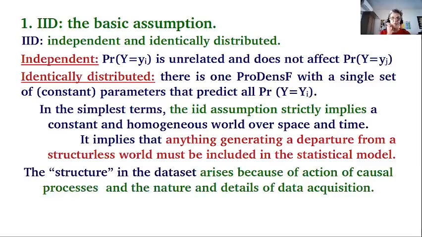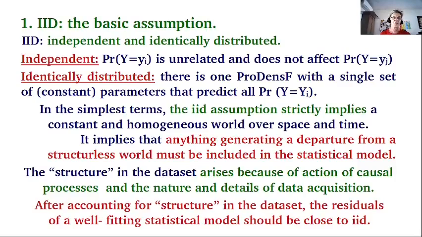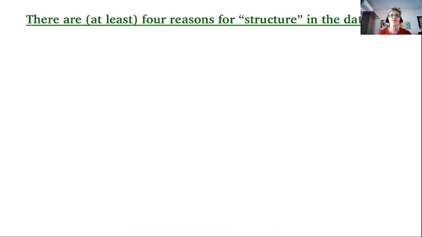The structure in the model arises because of many reasons that I'm going to outline better in the next slide. But to start, it arises because of the action of causal processes and the nature and details of data acquisition. So after accounting for many potential reasons for structure in the largest possible sense in the dataset, the residuals of a well-fitting model should be close to IID, that is, should be independent, should be identically distributed, and in all cases, as we have seen, should be close to a normal distribution. So there are at least 4 non-excluding reasons for structuring the data.